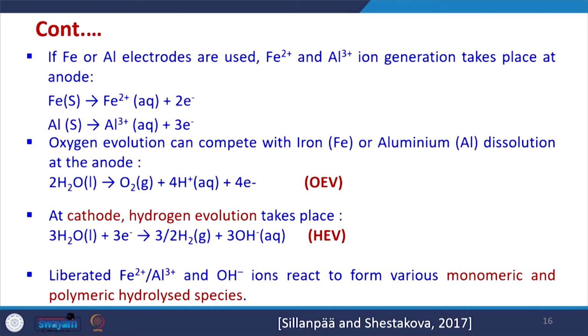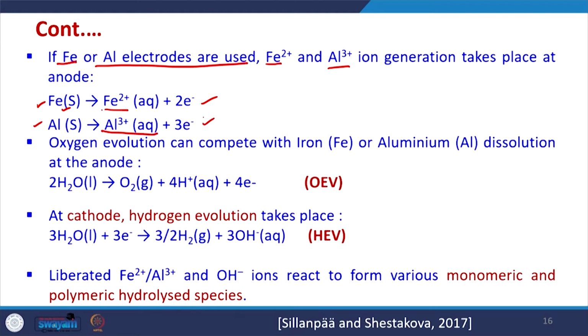Now, let us understand further. If iron or aluminum electrodes are used, we may generate Fe2+ or Al3+ ions via this mechanism. Iron in solid form will get converted into Fe2+ with the release of 2 electrons. Similarly, aluminum will get converted into Al3+ with the release of 3 electrons.